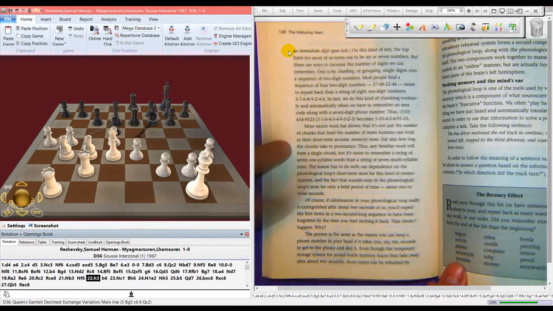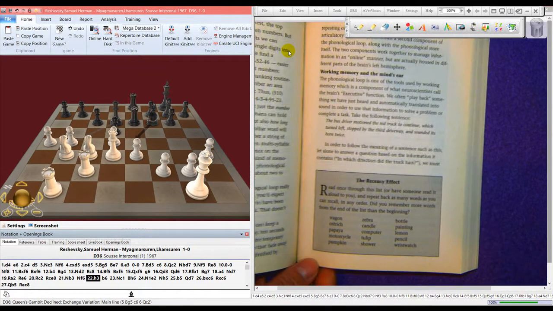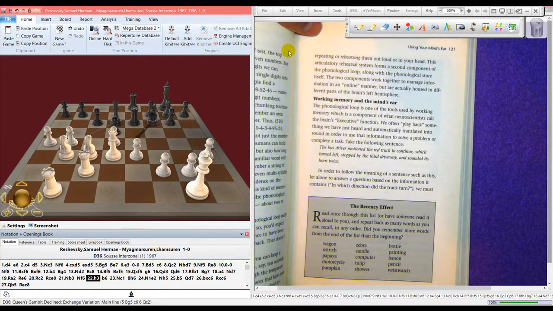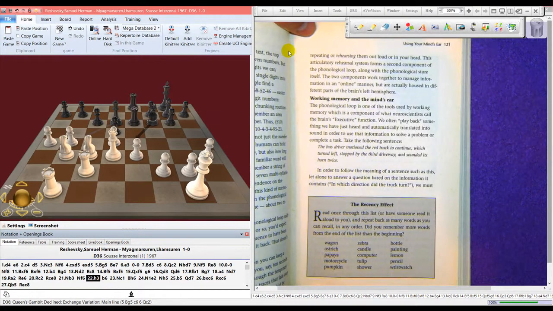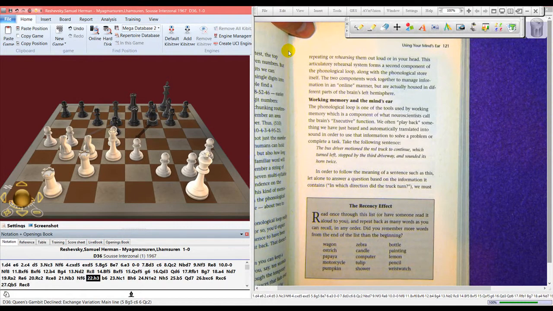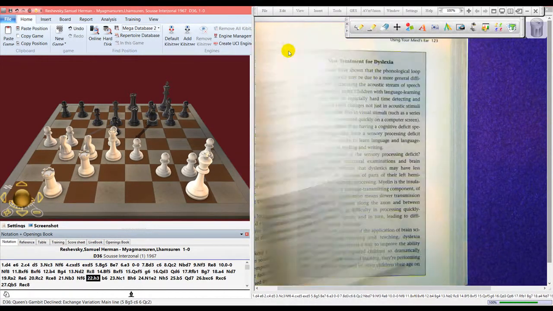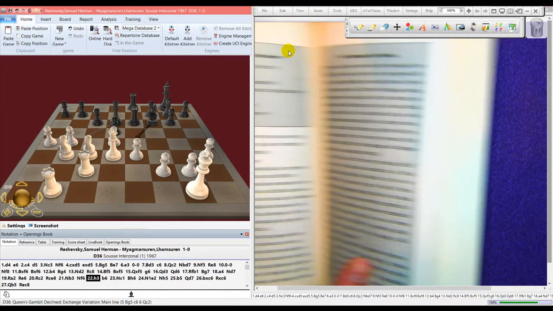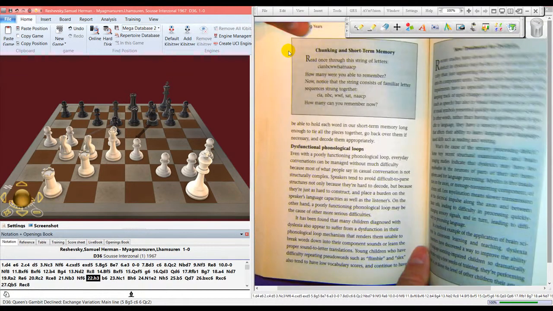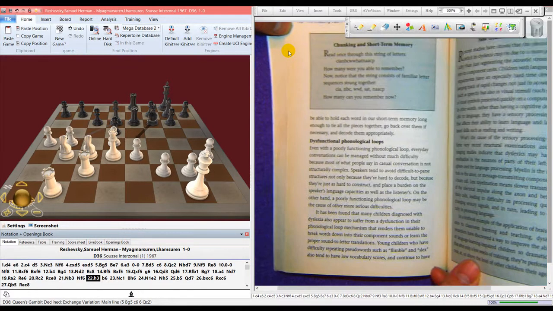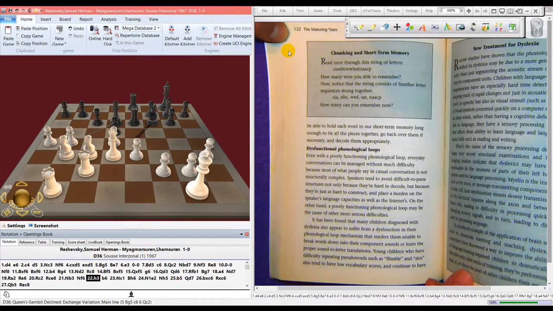And then you'll notice on the right is one called the recency effect. I'm just holding the pages up so you guys can pause the video and read that. That way you don't have to go out and buy the book. But if you like what you see, feel free to check on Amazon or eBay. Try to get that book. It's a really good book. It'll help you with memory. There you go. Chunking and short-term memory.